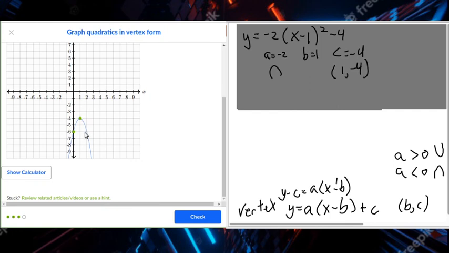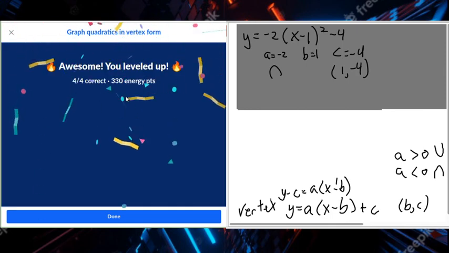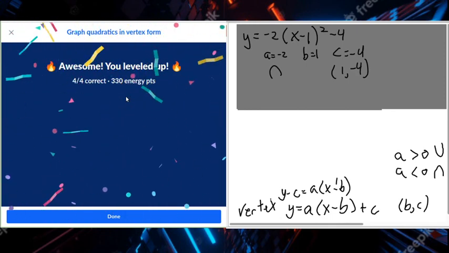And let me try 2, because 2 also crosses something here nicely. So 2 minus 1 is 1. Squared is 1. Times negative 2 is negative 2. Minus 4 is negative 6. Okay, so checked an extra point. We're good. And that's how we do graphing quadratics in vertex form.